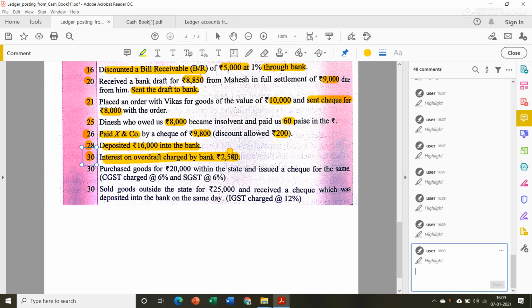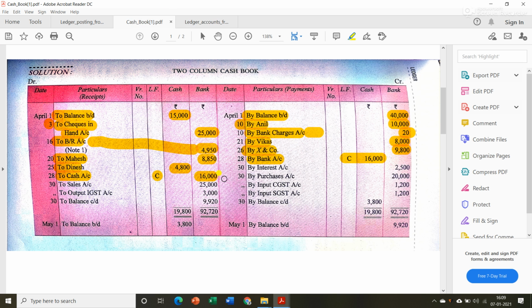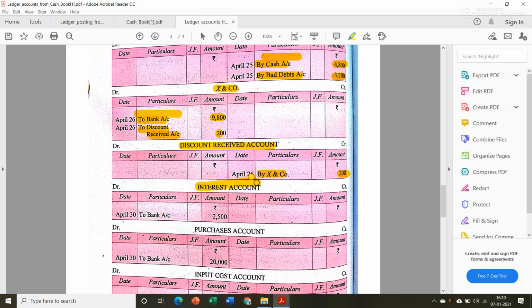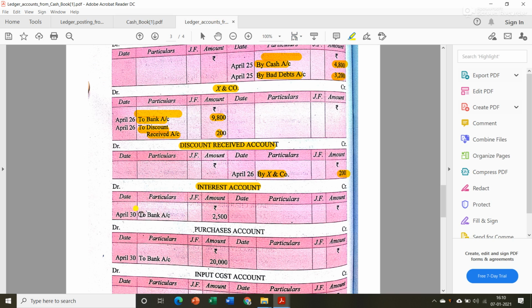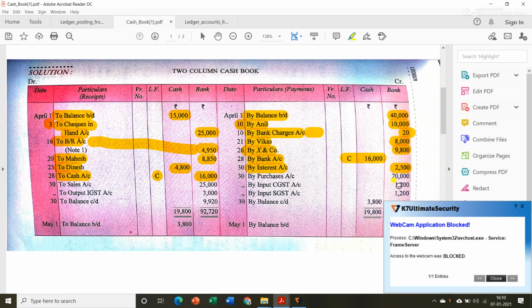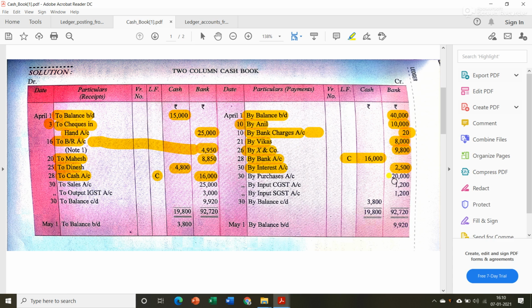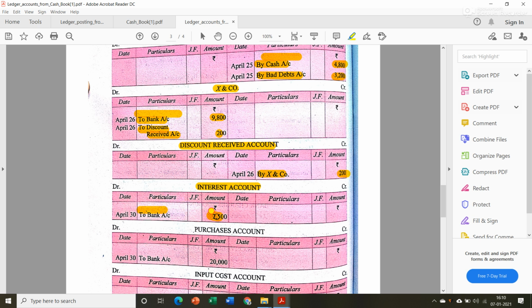Interest on overdraft charged by bank 2,500 means for the overdraft that we had in our bank, the bank charged 2,500. That means it will be deducted from our bank account. So we will write here by interest account 2,500. Now ledger. Do we have any interest account in ledger accounts? Nope. So we will create interest account. On which side of the cash book? Credit side. So we will write in the debit side. And in which column did we write the amount? Bank. So we will write here to bank account 2,500.